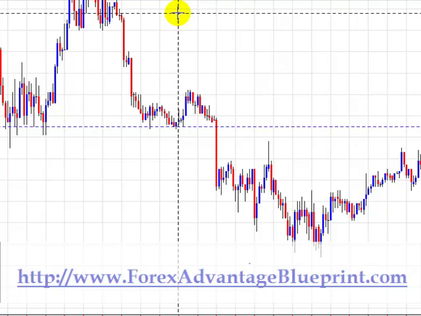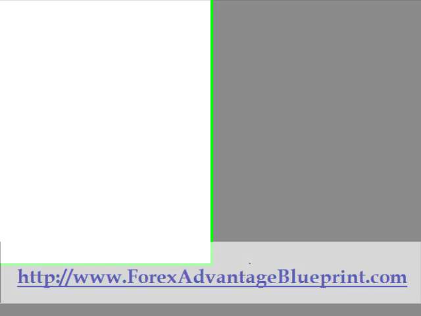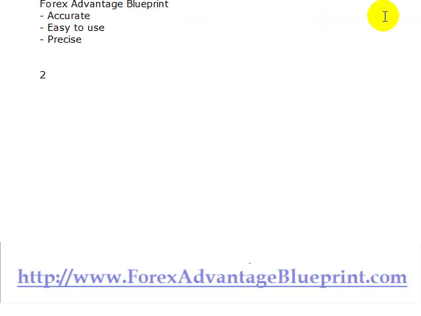What is the special point about the Forex Advantage Blueprint? What are you going to get inside it? You're going to get clearly defined entry rules.